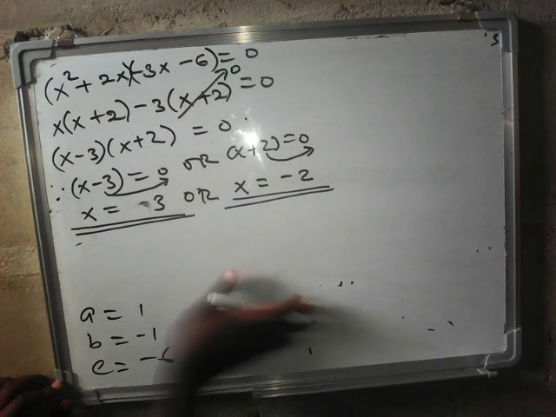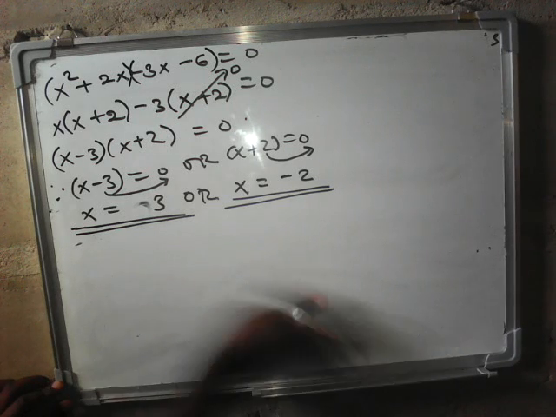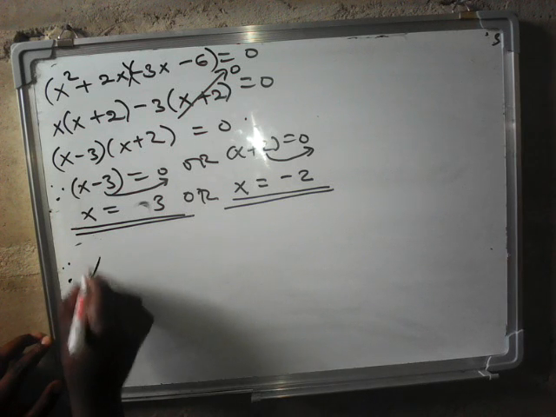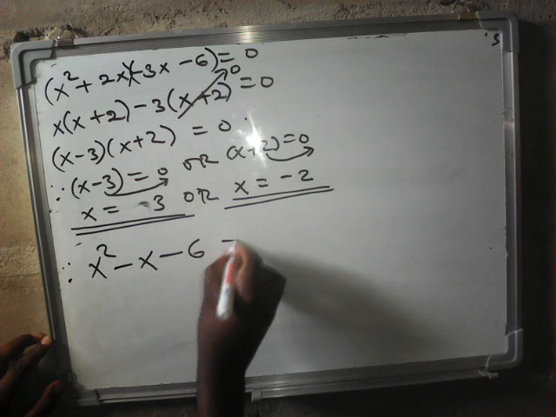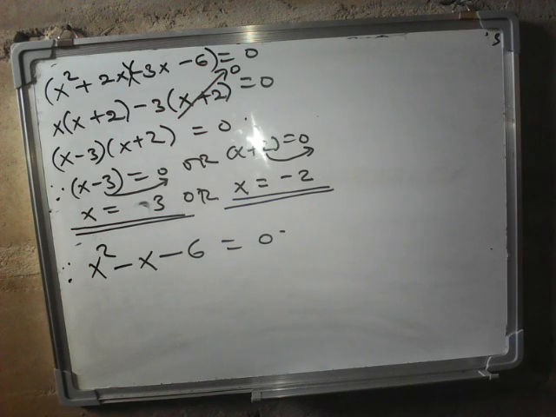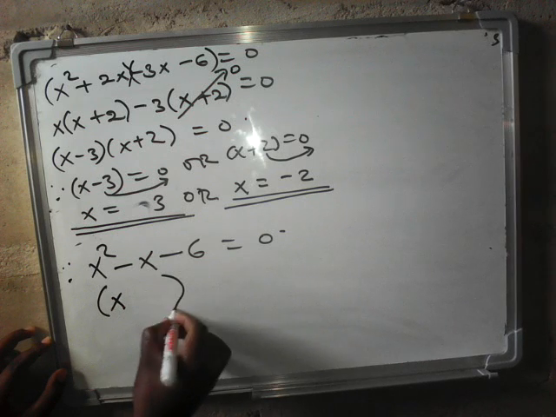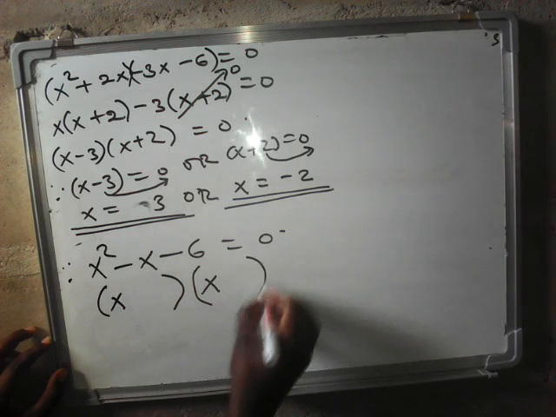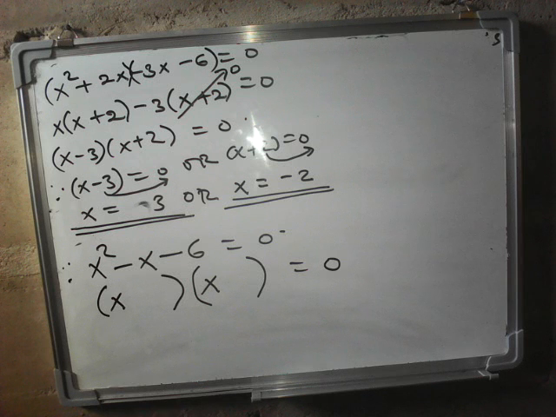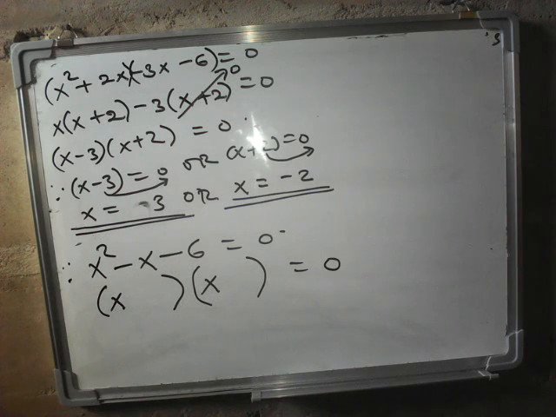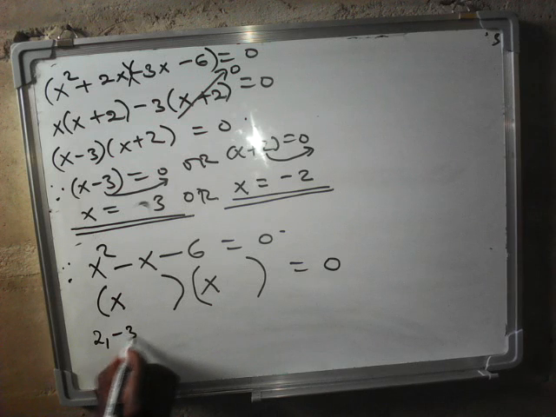But now we can as well continue with the same example, x squared minus x minus 6 is equal to 0. Remember, we are in factorization. So in factorization here, we expect to have two brackets. I will start with x, then another bracket x, and close it, equal to 0. Now the two numbers I can multiply, I get negative 6, and then I add, I get negative 1. We had already seen that it is a 2 and a negative 3.